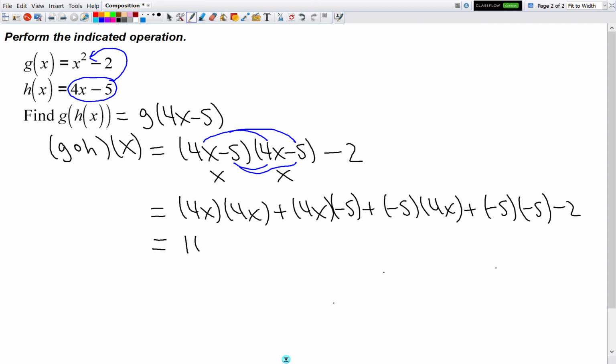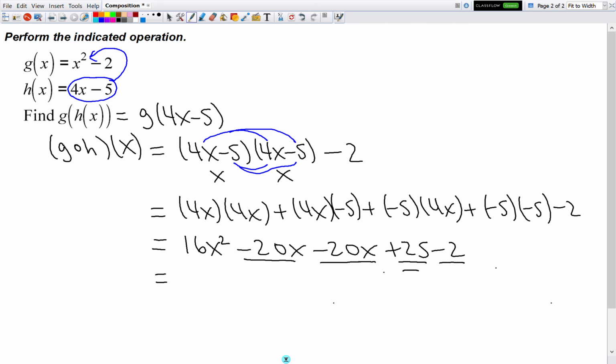So this is going to be 16x squared. Then this is going to be negative 20x. This is also going to be negative 20x. And this is going to be positive 25, and negative 2. Now we're going to combine like terms. These are like terms because they all have the single x, and these are like terms because they're your regular numbers, the ones that don't have letters attached. So we get 16x squared minus 40x, because negative 20 and negative 20 make negative 40, and then plus 23. And this problem's all done.